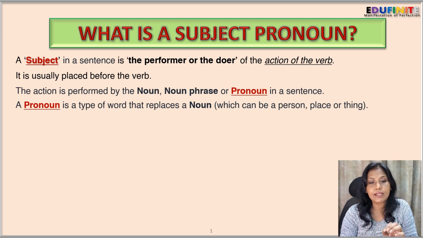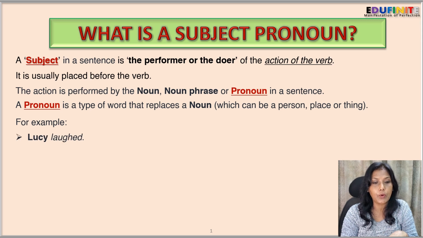A pronoun is a type of word that replaces a noun, which can be a person, place, or thing. So a word which replaces a person, a place, or a thing is known as pronoun. For example, Lucy laughed. Here, Lucy is the name of a girl, so this is a noun, and laughed is the action that is being performed. That is, it is a verb, and it is telling us the action Lucy is performing. That means she is laughing.